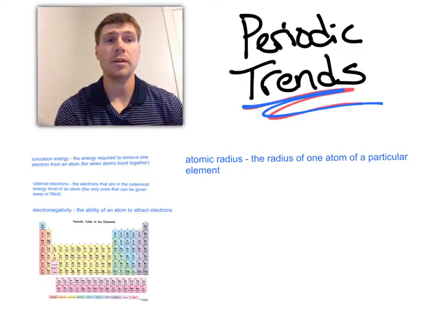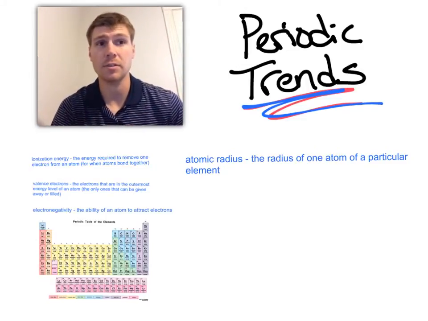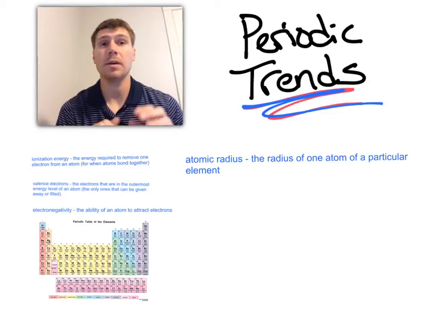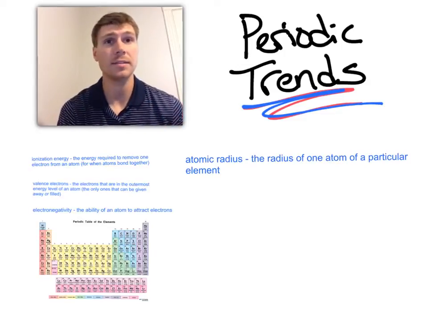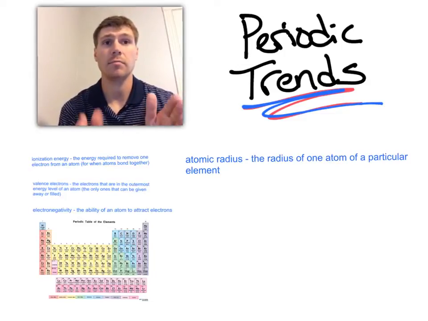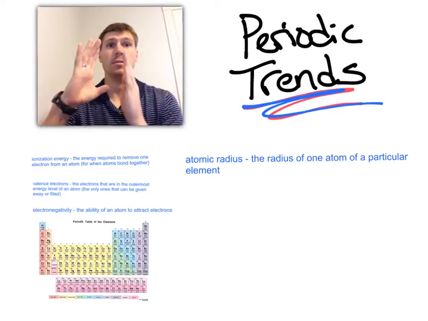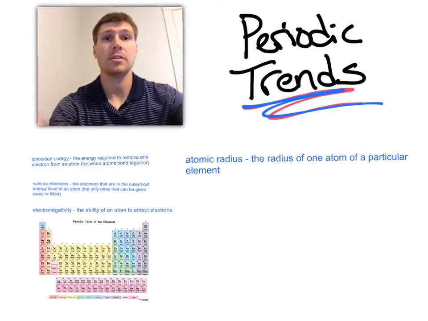Okay, so the atomic radius, it's just like we're talking radius of a circle, but it's basically a measure of how big an atom is. So we're talking, take the whole atom, big circle, just half of it. Okay, so that's atomic radius.